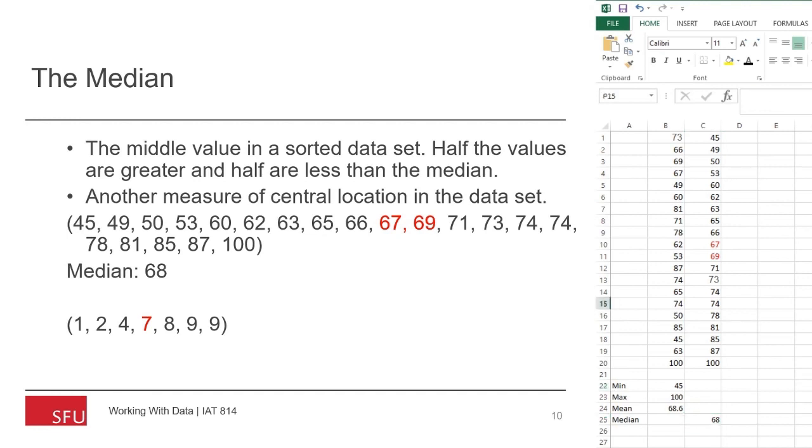On the slides, we have another tiny data set, 1, 2, 4, 7, 8, 9, 9. 7 is the median value, and I've highlighted it once again in red.